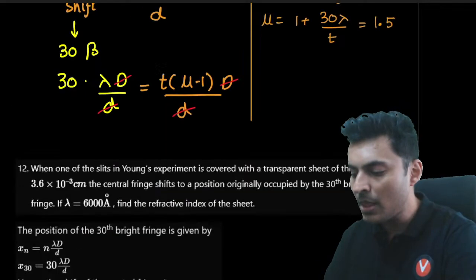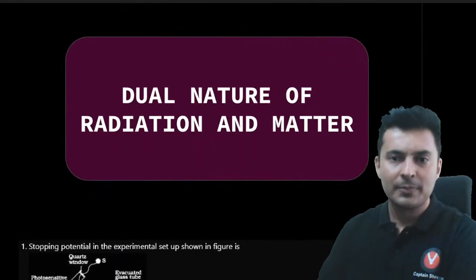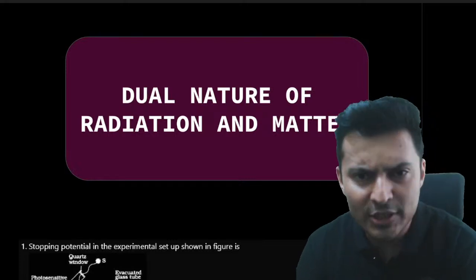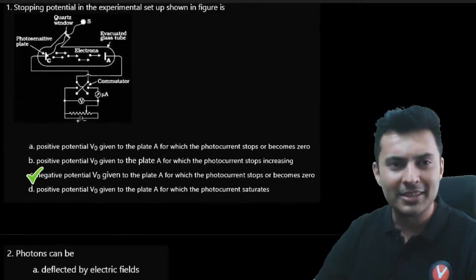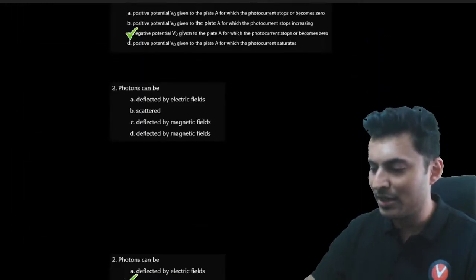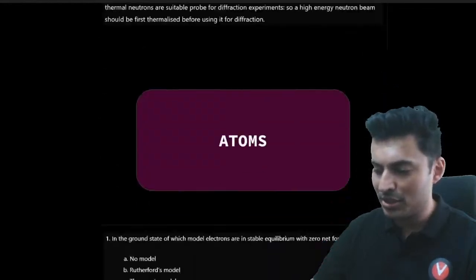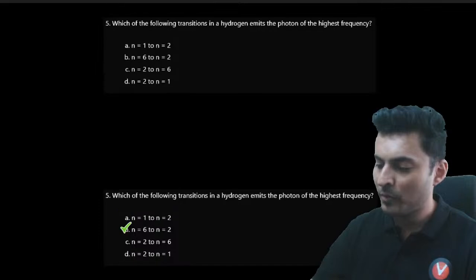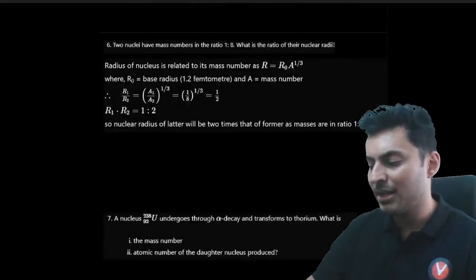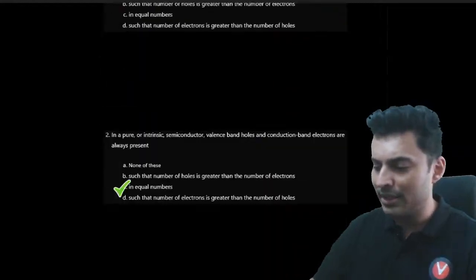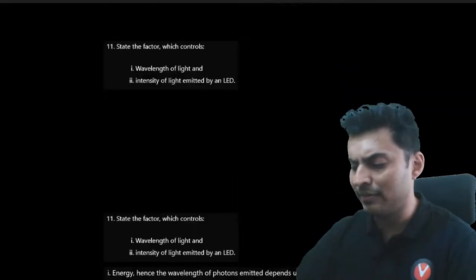Okay? Great. Now, the last one is modern physics. This part I'm going to give you as homework. I'll tell you why. Because most of the questions are purely theoretical. You can easily go through the questions. All these questions, atoms, nucleus, are very theoretical. Even semiconductors, again, very theoretical. All the things I have already taught you in derivations or in the graphical part.